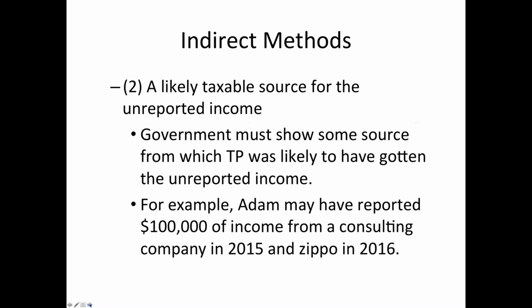Second, there has to be a likely taxable source for the unreported income. The government has to show some source from which the taxpayer was likely to have gotten the unreported income. So if we go back to the example with Adam, let's suppose that he had reported $100,000 of income from a consulting company in 2015 and nothing in 2016.